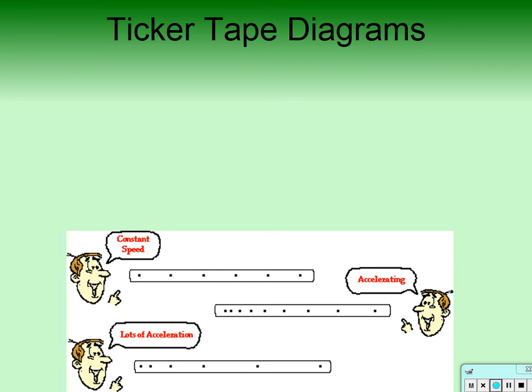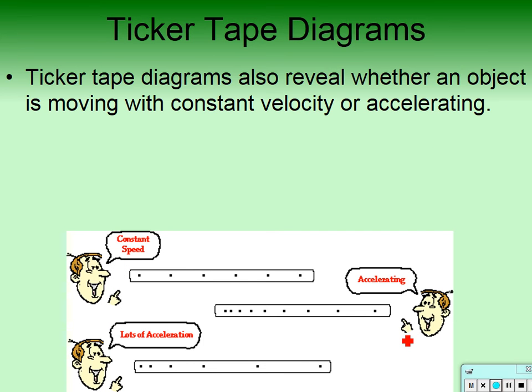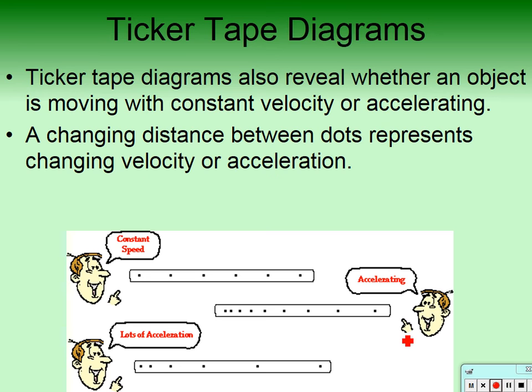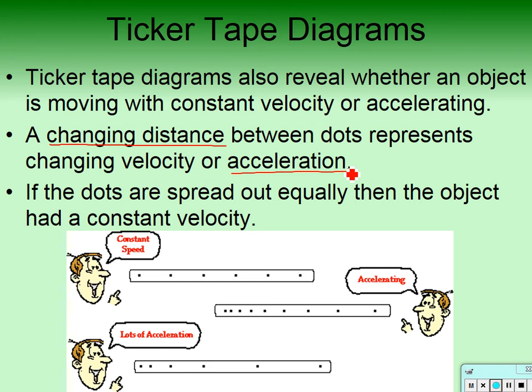Okay, I think we can see that. Ticker tape diagrams also reveal whether an object is moving with constant velocity or accelerating. A changing distance between dots represents changing velocity, or acceleration. Now, if the dots are spread out equally, then the object had a constant velocity. And that's what these examples at the bottom are showing you.